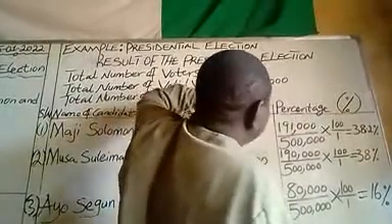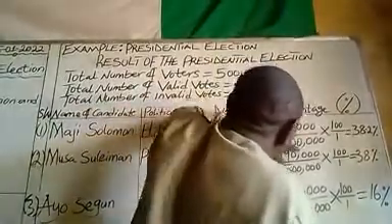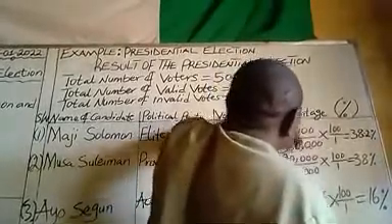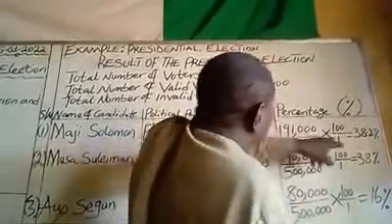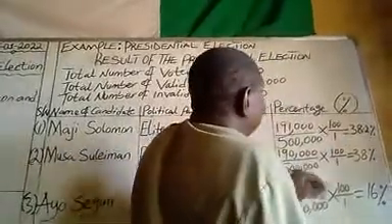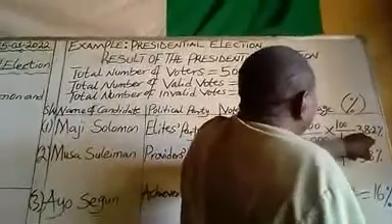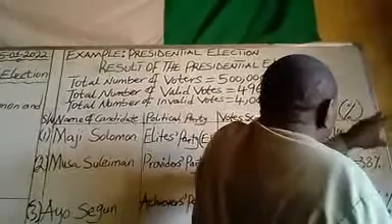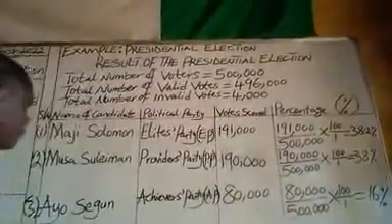You can also calculate percentage in this way. 191,000 divided by 500,000. The result you have got, you multiply the result by 100. Then you still arrive at 38.2%. All right.